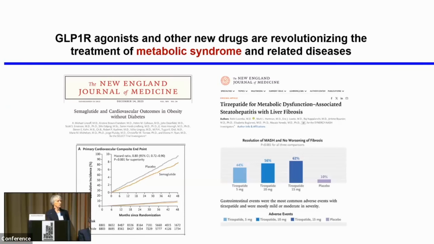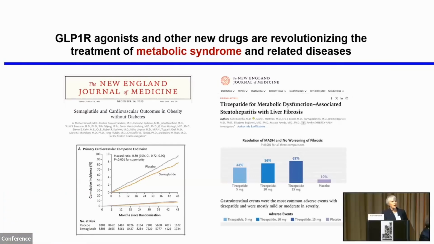So I've shown here some data from the New England Journal. If you want a high impact publication, I would say it's a good idea to be testing these new GLP-1 receptor agonists on one body system or another. So it shows a benefit for cardiovascular endpoints, and tirzepatide showed just a remarkable rate of response in patients with fatty liver disease of 62%, having a decrease in the histologic injury that's associated with fatty liver disease.